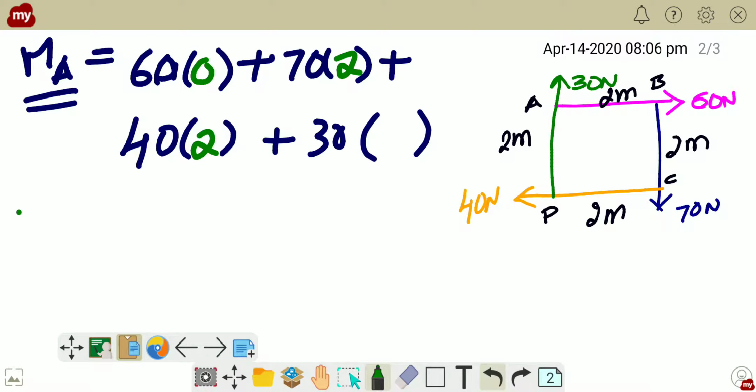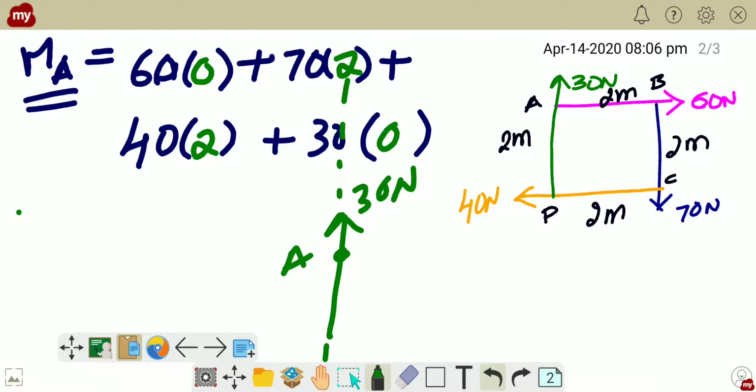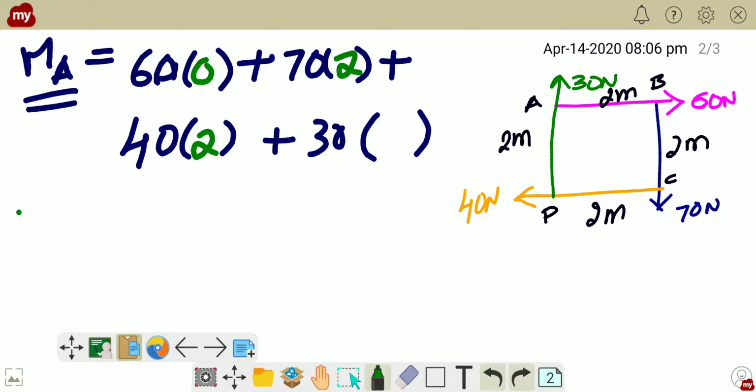And another force, 30 newtons, which is acting completely in the upward direction. And where is point A? Here itself point A is also there. So what is the distance between the line of action of this force and the point where the moment is required? Point A is directly lying inside the line of action of the 30 newtons force. So there is no distance between them. So that is 0, right? Let us write it along. It is 0.